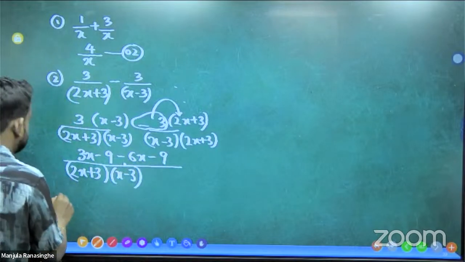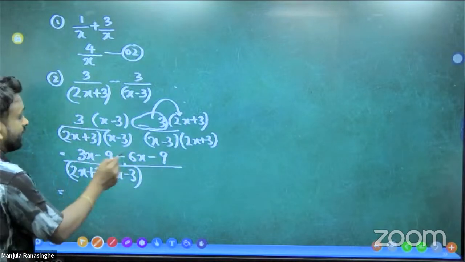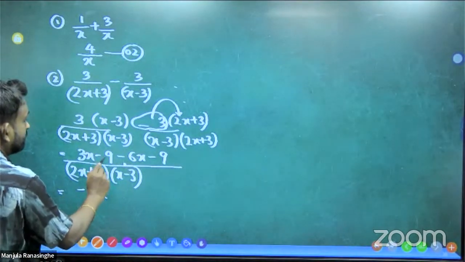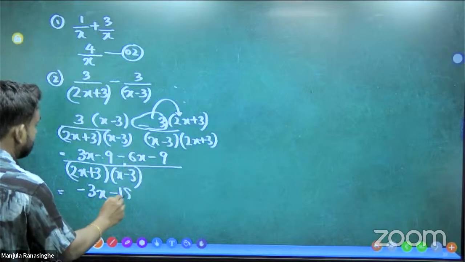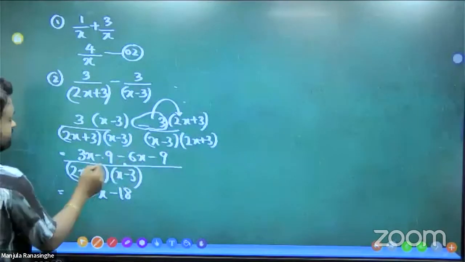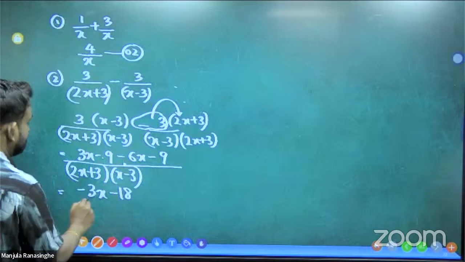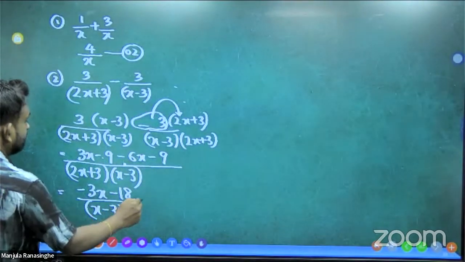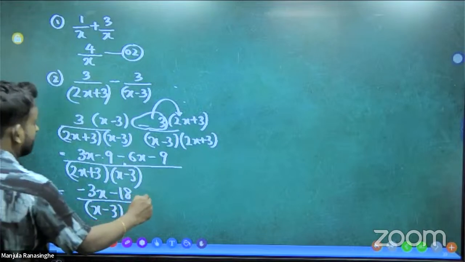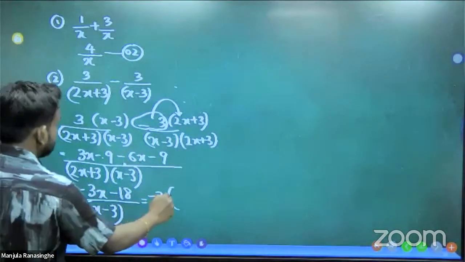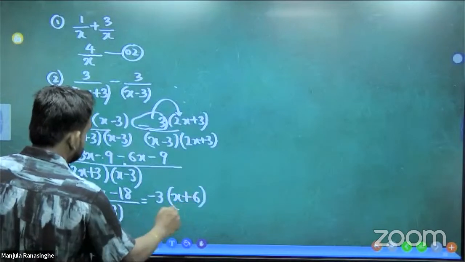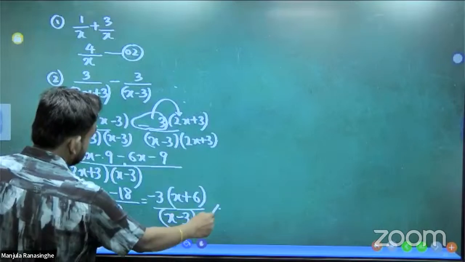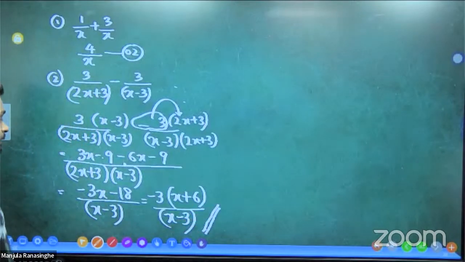Now you can see that 3x minus 6x means what? Minus 3x. Then minus 9 minus 9, minus 18. So 3x minus 6x, minus 3x minus 18 upon x minus 3. Further you can take a common factor minus 3 outside. Then x plus 6 divided by x minus 3. You can give it in this manner.